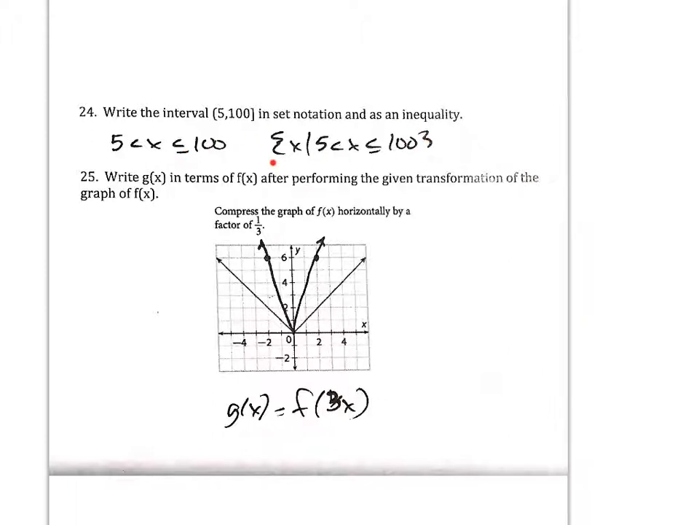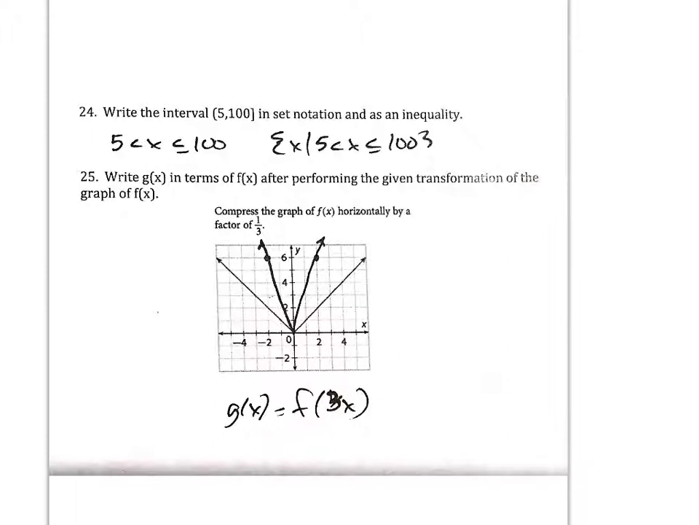Then this one is set notation. Don't forget your braces, and you put all x such that, and you write it the exact same way. So these two are going to look the same except for the braces and the all x such that. And the last one, 25, these are just all the transformations.